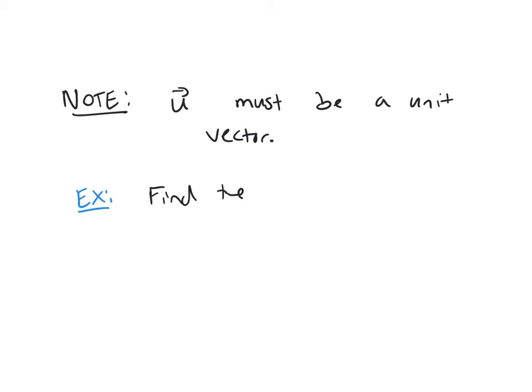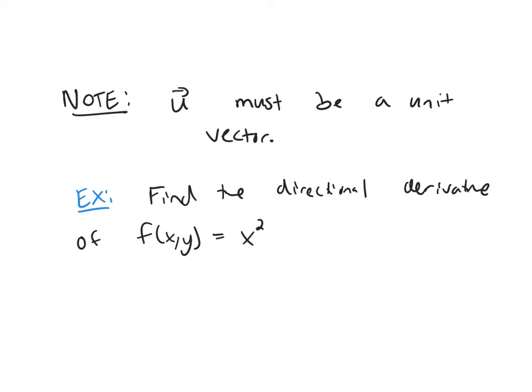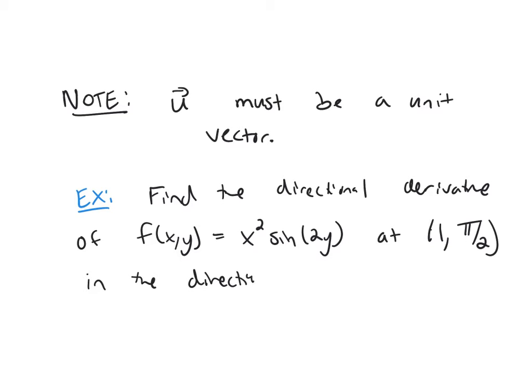Find the directional derivative of the function x squared sine 2y at the point (1, pi over 2), and the direction of the vector v, which will be 3i minus 4j.